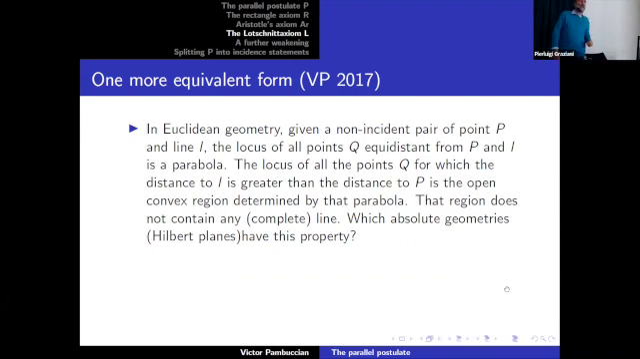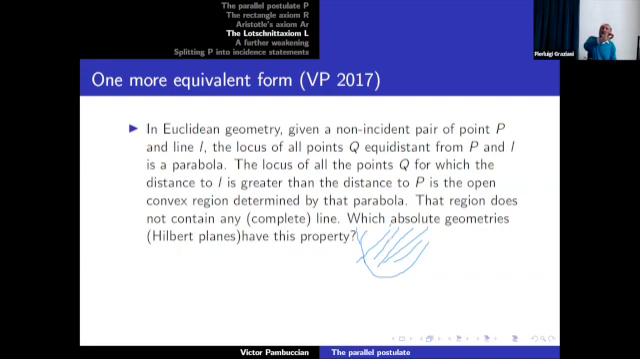One more equivalent form, which was proved in 2017, is that in Euclidean geometry, if you have a non-incident pair of point and line, then you end up with a parabola like this, for the locus of all points Q that are equidistant from P and L. That's a parabola. Now, if you want the points for which the distance to L is greater than the distance to P, then you have this thing. Everything that's above it. Yeah? Now, everything that's above it doesn't contain any complete line.